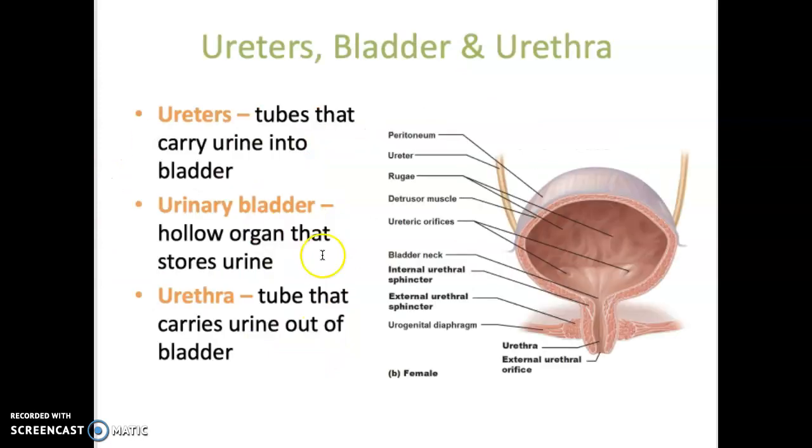So now on the next slide, you can see the other structures that are part of the urinary system. The ureters are these two tubes that exit each kidney, and they carry urine down into the urinary bladder, which is shown here. This is a hollow organ that stores urine. And then the urethra is a single tube that carries urine out of the bladder to the outside of the body.